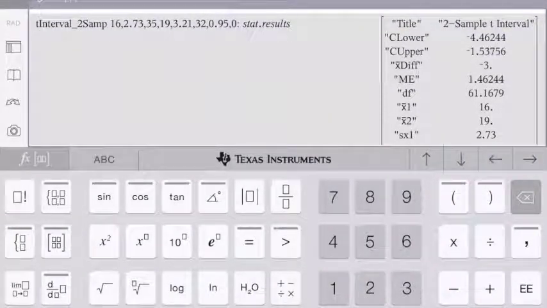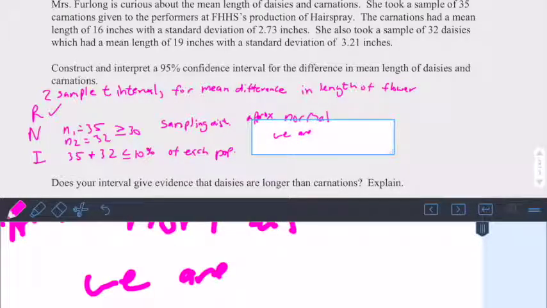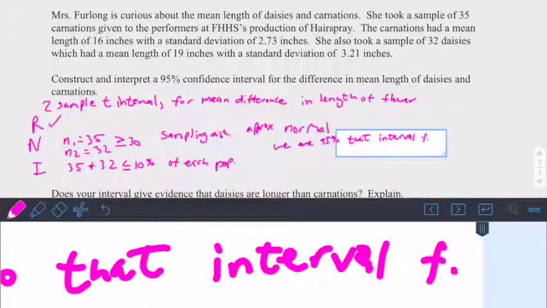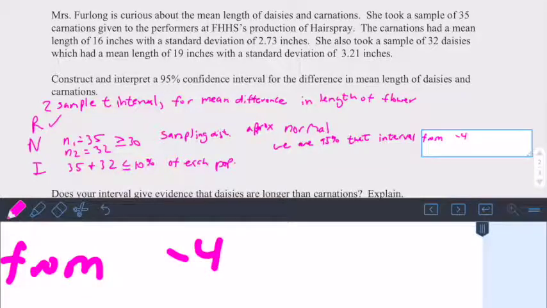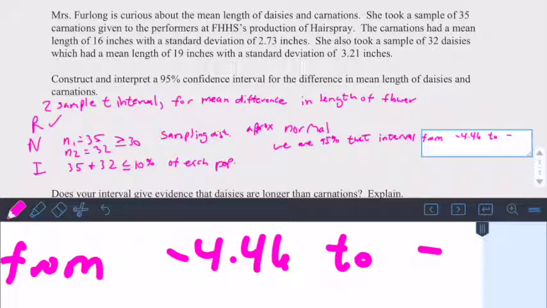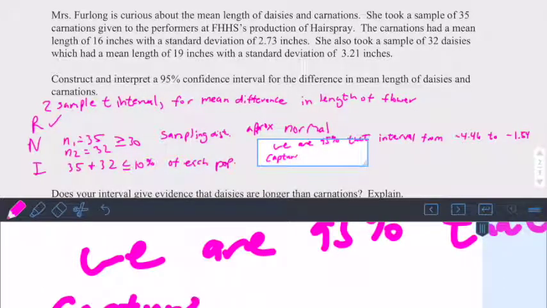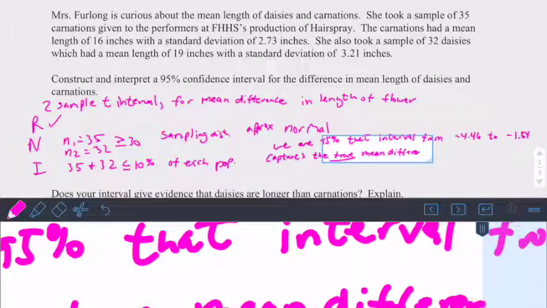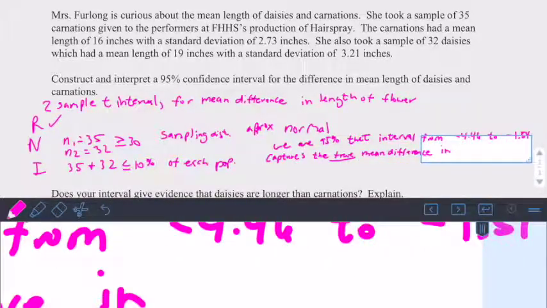So we know that our interval is from negative 4.46 to negative 1.53. And we are 95% confident that the interval from negative 4.46 to negative 1.54 captures the true mean difference in flower length.